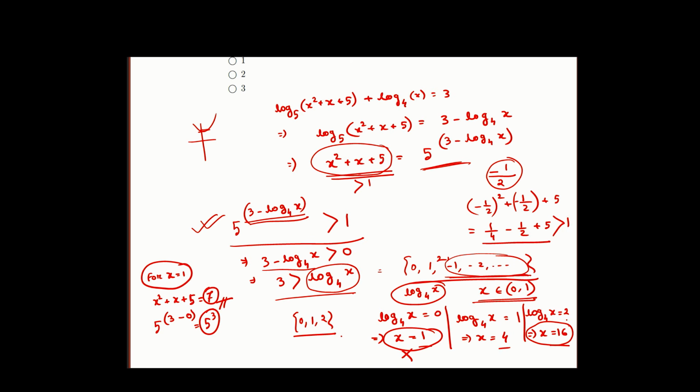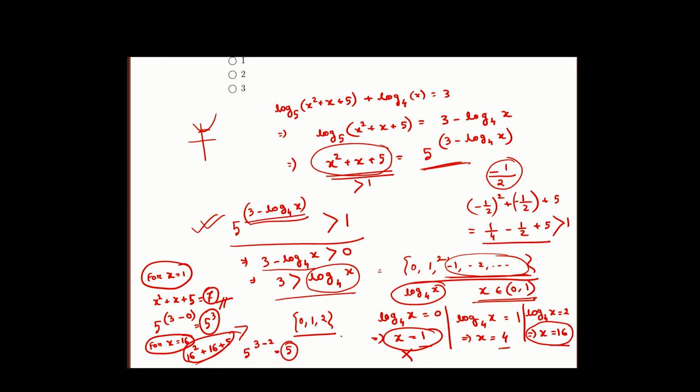So for x equal to 16, the left hand side will be 16 square plus 16 plus 5. So this will give us some value. And the right hand side will give us 5 power 3 minus 2, because if we put 16 here, it is 4 square, so log base 4 of 16 gives us 2. So 3 minus 2 is 1, so it is 5. So the right hand side is 5 and the left hand side is much greater than 5, so it is not the case.